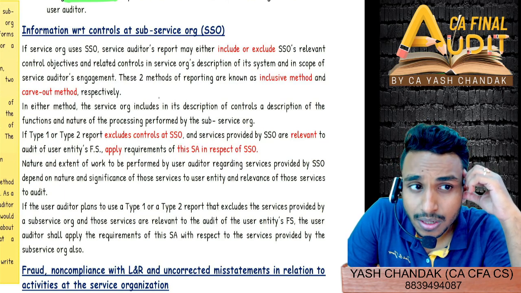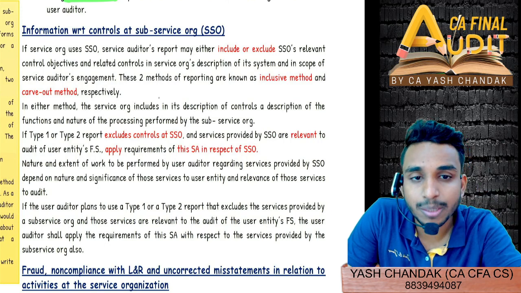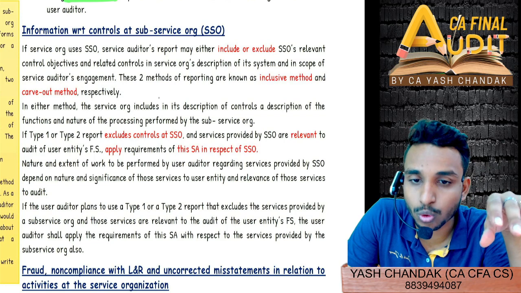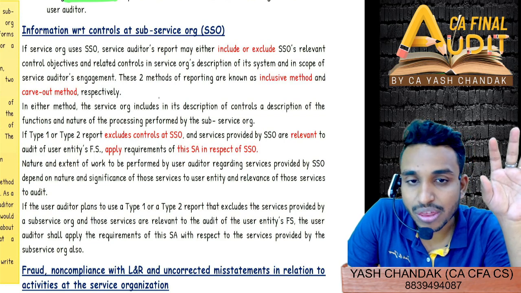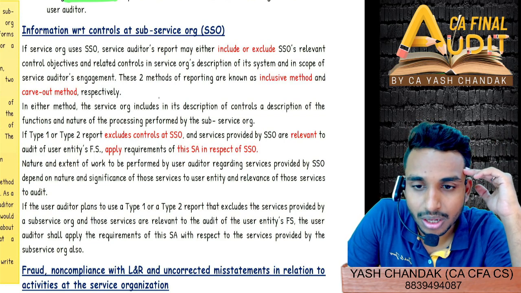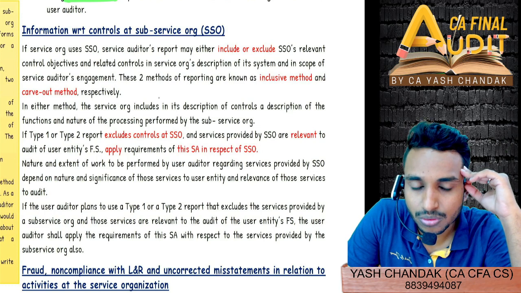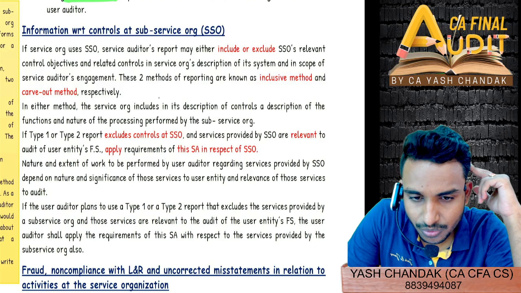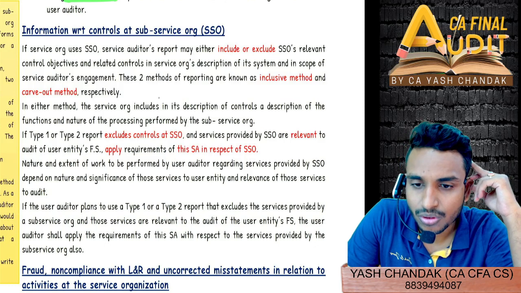In his report type. Which report are we concerned with here? Type 1 or type 2 reports, right? You are obtaining the report from the service auditor, no? Yes. In a Type 1 or Type 2 report, you can either include or exclude all the controls that are there in the SSO.